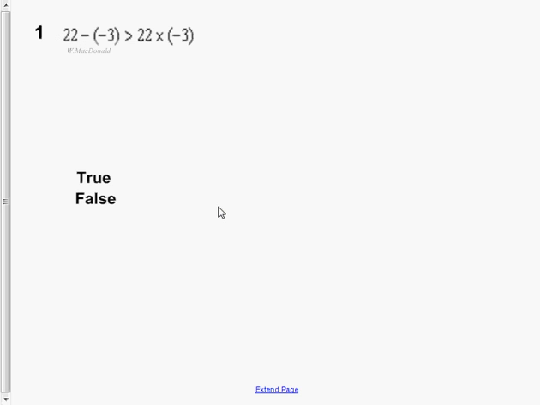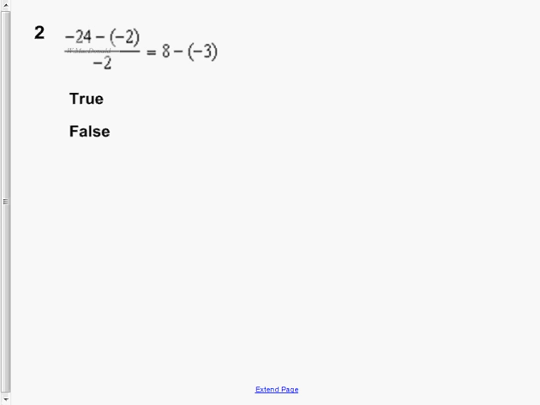So instead of subtracting, if you keep flip change, you'll get the same answer without having to overheat your brain trying to figure out what the answer is. Because 22 plus 3 is +25, is greater than, in this case, 22 times 3 is 66. This is a positive, this is a negative, which means that answer is negative. Is 25 greater than -66? Yes, it is. So the answer is true.